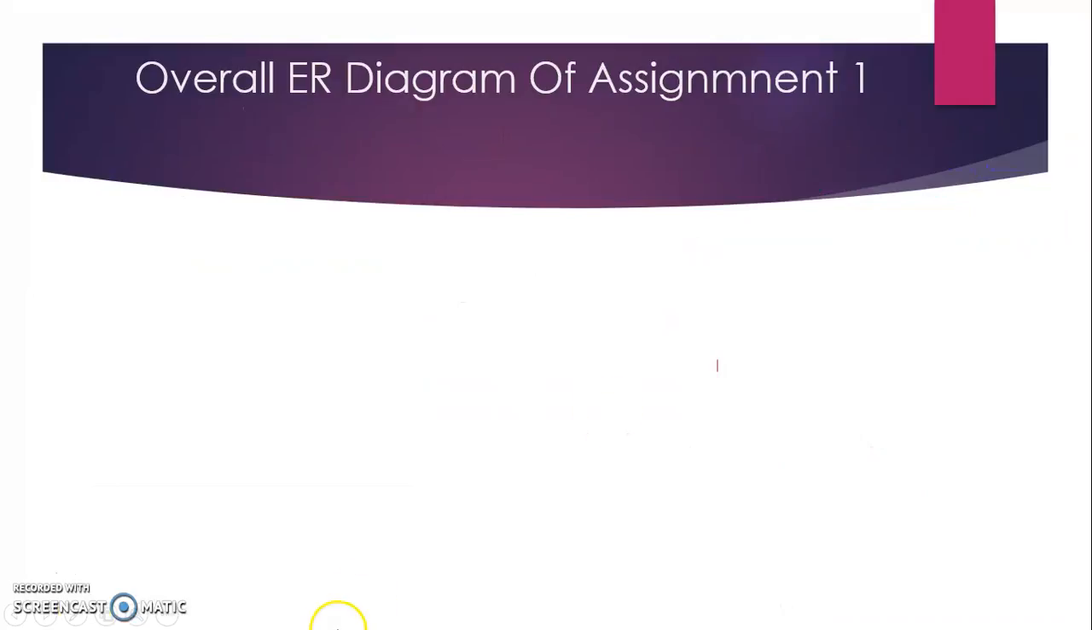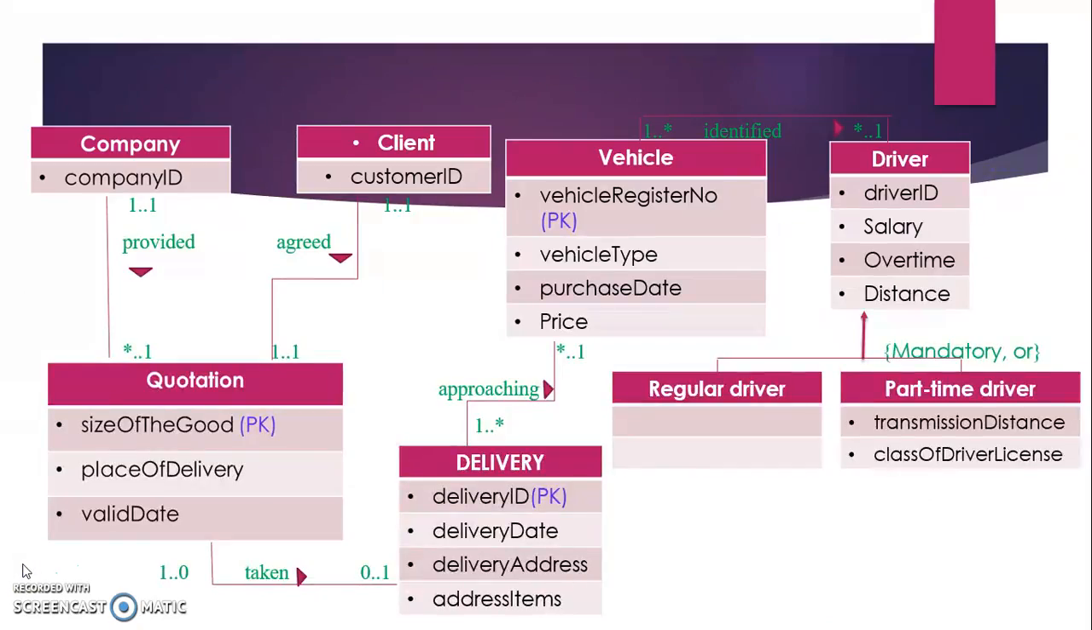Next slide. This is the overall EER diagram for my assignment 1. It starts with the company providing the quotation, then the client agreeing with the quotation, then the quotation taken by the delivery, then the delivery approaching the vehicle, then the vehicle identifying the driver, then the driver can be a regular driver or a part-time driver. This is the full EER diagram.